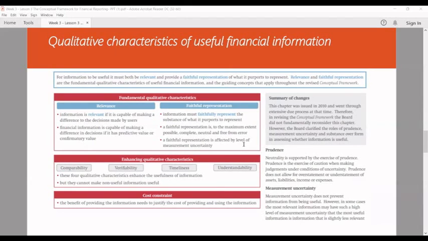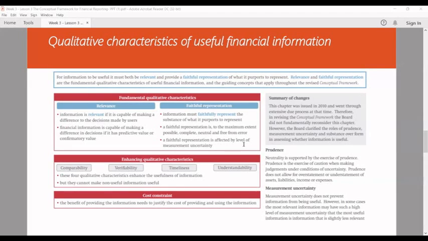Qualitative characteristics of useful financial information: for information to be useful, it must be both relevant and provide a faithful representation of what it purports to represent. Relevance and faithful representation are the fundamental qualitative characteristics of useful financial information and the guiding concepts that apply throughout the revised conceptual framework. For relevance, information is relevant if it is capable of making a difference to the decisions made by users, and financial information is capable of making a difference in those decisions if it has predictive value or confirmatory value. For faithful representation, information must faithfully represent the substance of what it purports to represent. A faithful representation is also, to the maximum extent possible, complete, neutral, and free from error.